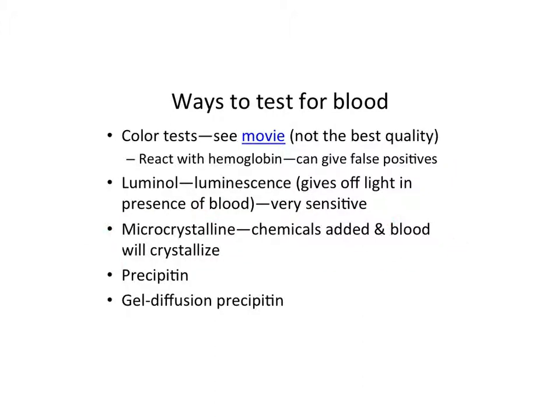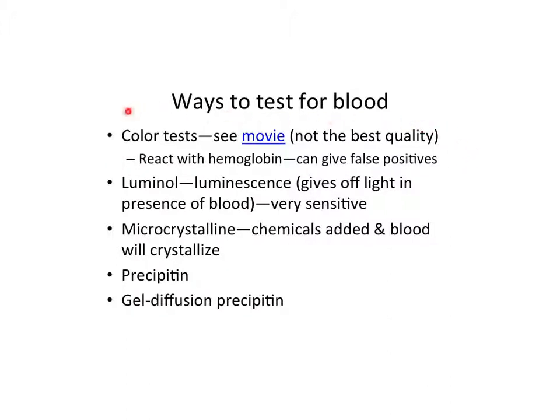The microcrystalline test is similar to precipitin, except instead of adding antibodies, you add specific chemicals that react with blood, and instead of it falling out, it forms little crystals. It's more time consuming than the precipitin test. Okay. Precipitin test is very specific since you're using antibodies. This is using a chemical to make little crystals form, and then you can look at it under a microscope or something like that.